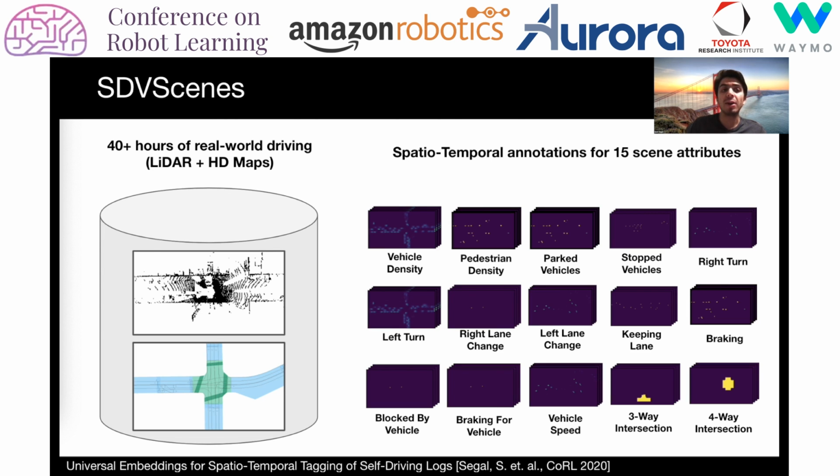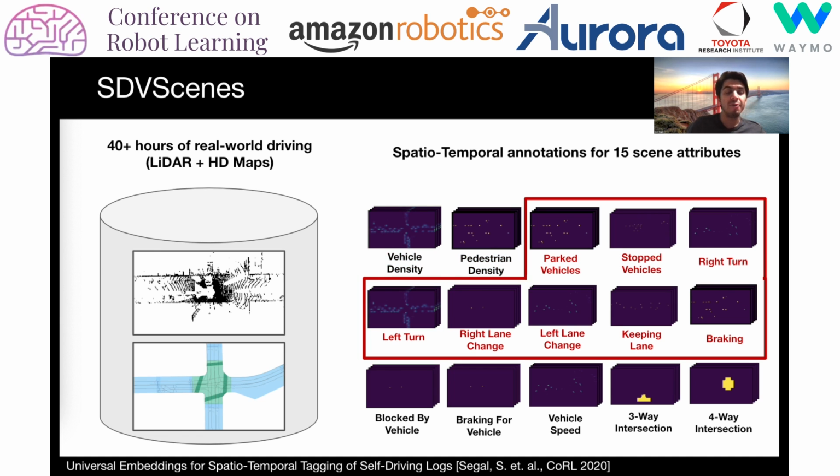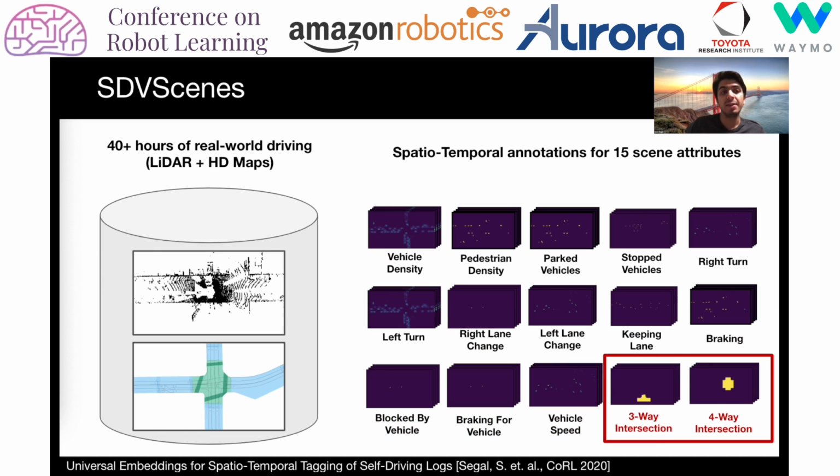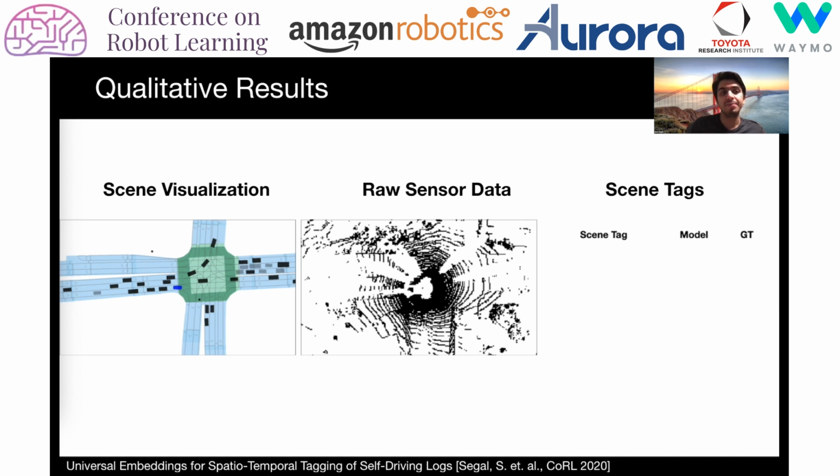We evaluate our model on a new large-scale dataset, SDVScenes, with sensor observations, HD maps, and annotations for 15 diverse scene attributes, including actor density, vehicle actions, vehicle-to-vehicle interactions, vehicle speed, and the map topology. Let's move on to some examples of qualitative scene tags produced by our model, given only the raw sensor data shown in the center and HD maps, not the actor bounding boxes shown for visualization.